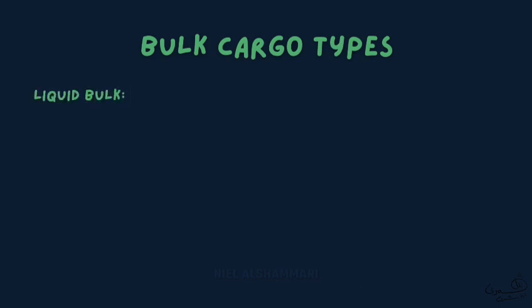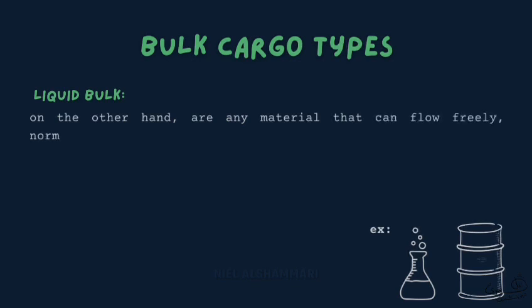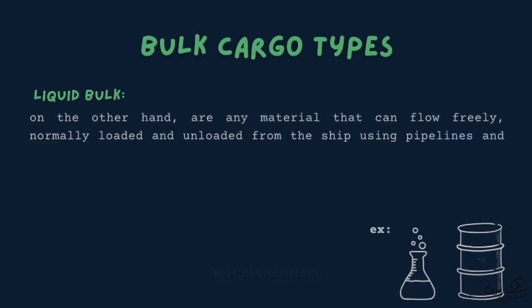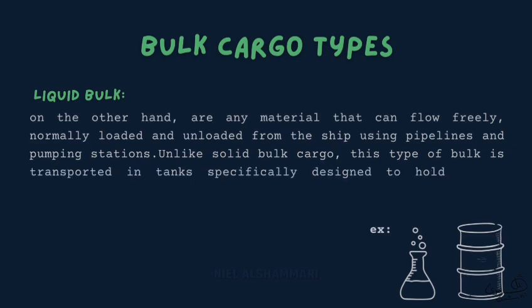Second type is liquid bulk. On the other hand, these are any materials that can flow freely, normally loaded and unloaded from the ship using pipelines and pumping stations. Unlike solid bulk cargo, this type of bulk is transported in tanks specifically designed to hold liquid materials, for example chemicals or food in liquid form, or oil.